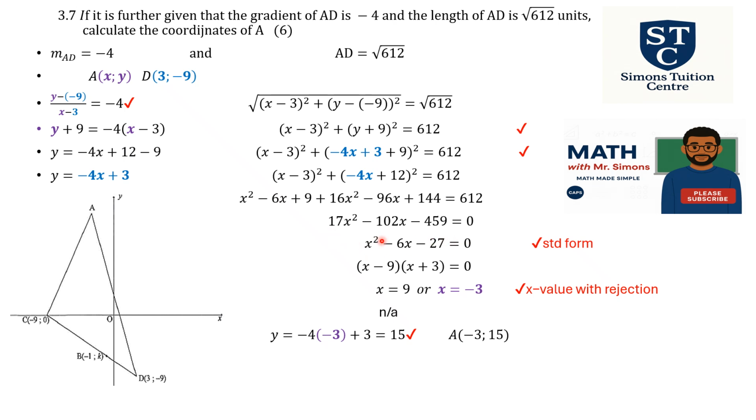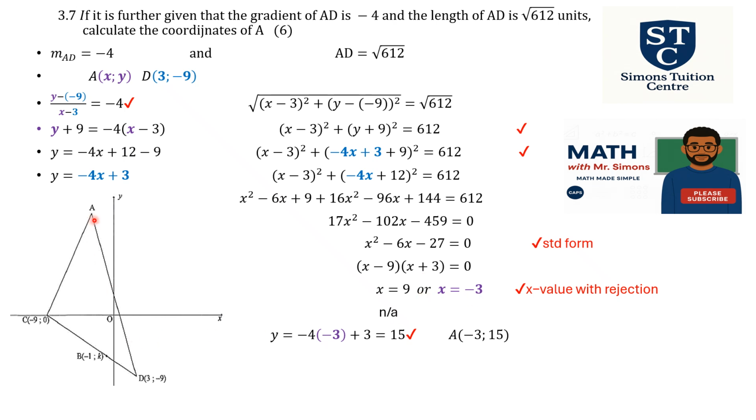There is a common factor there, 17 can divide into everything. So 17 divided by 17 is 1. 102 divided by 17 gives me 6. And 459 divided by 17 gives me 27. Factors of 27 that add up to -6: minus 9 plus 3 would give me -6, and minus 9 times positive 3 gives me -27. x squared can only be x and x. So if I simplify, x equals 9 or x equals -3.